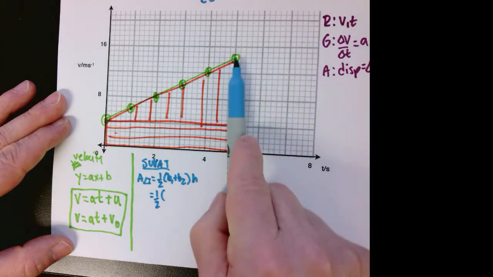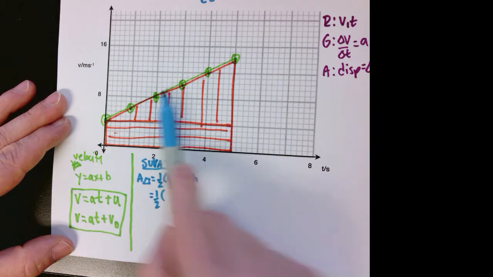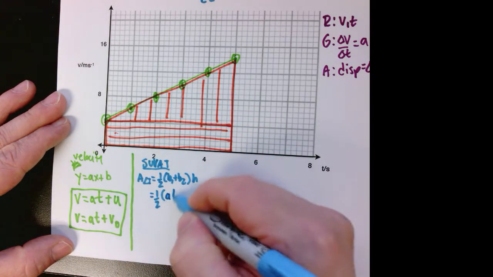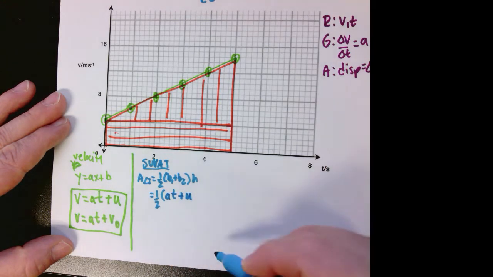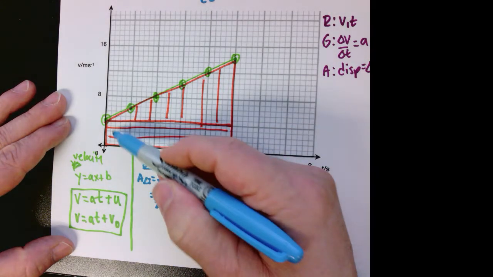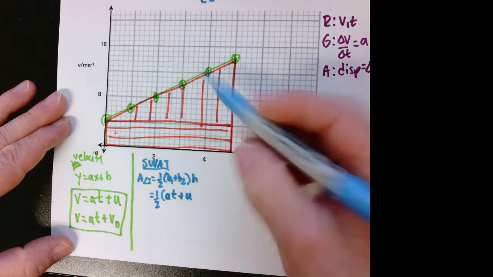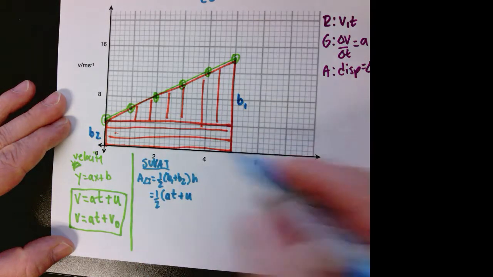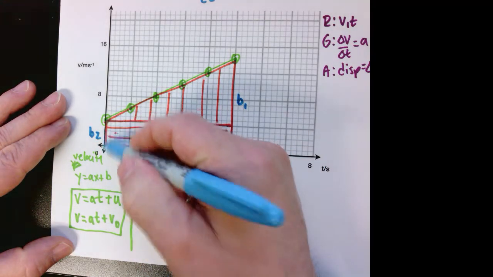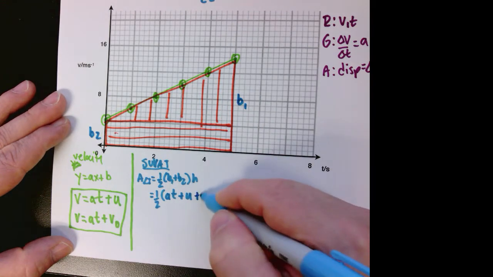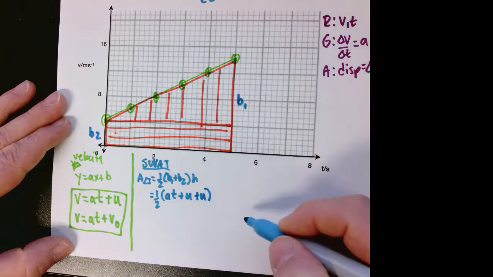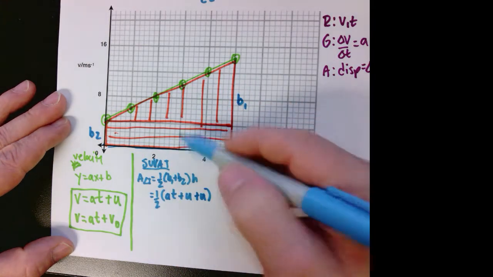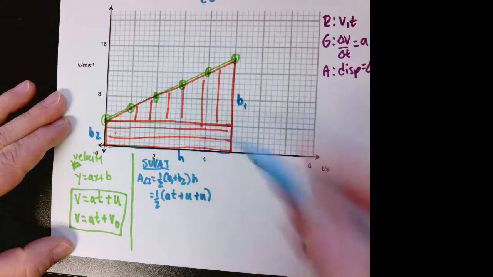But you can see that that value changes. Well, the V is AT plus U. So this B1 is AT plus U. Base 2 is this side over here. In fact, I'll label it B1, B2. And base 2, in this case, is this value, the initial velocity, U, times the height. Now the height in this case is this side here, which is t, the time.